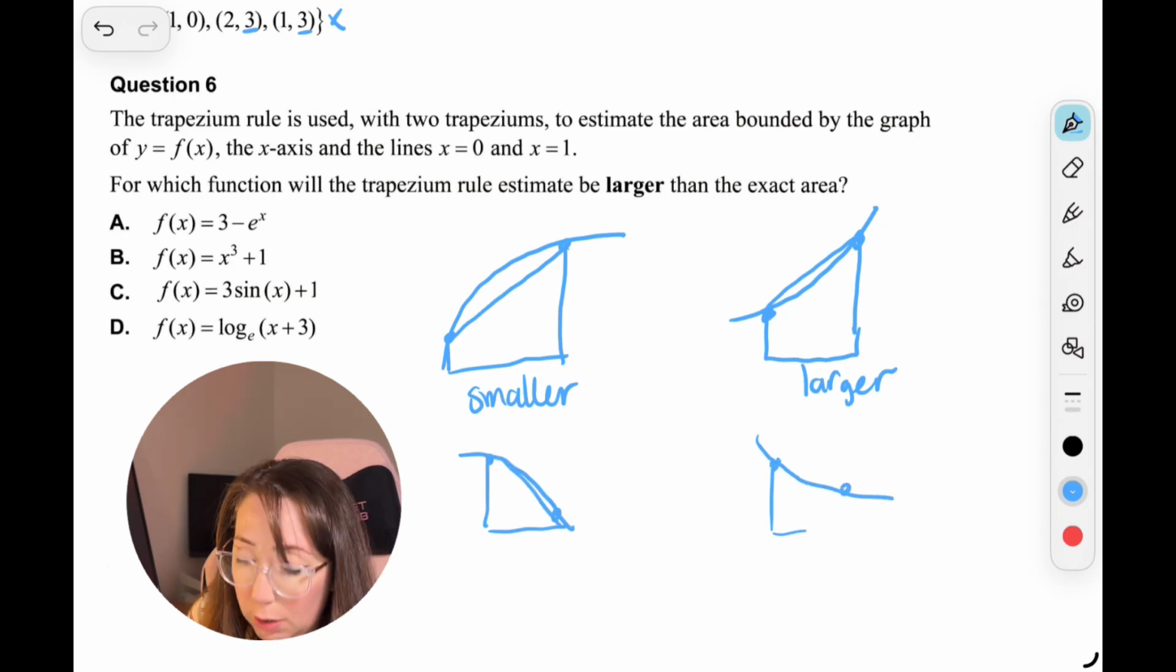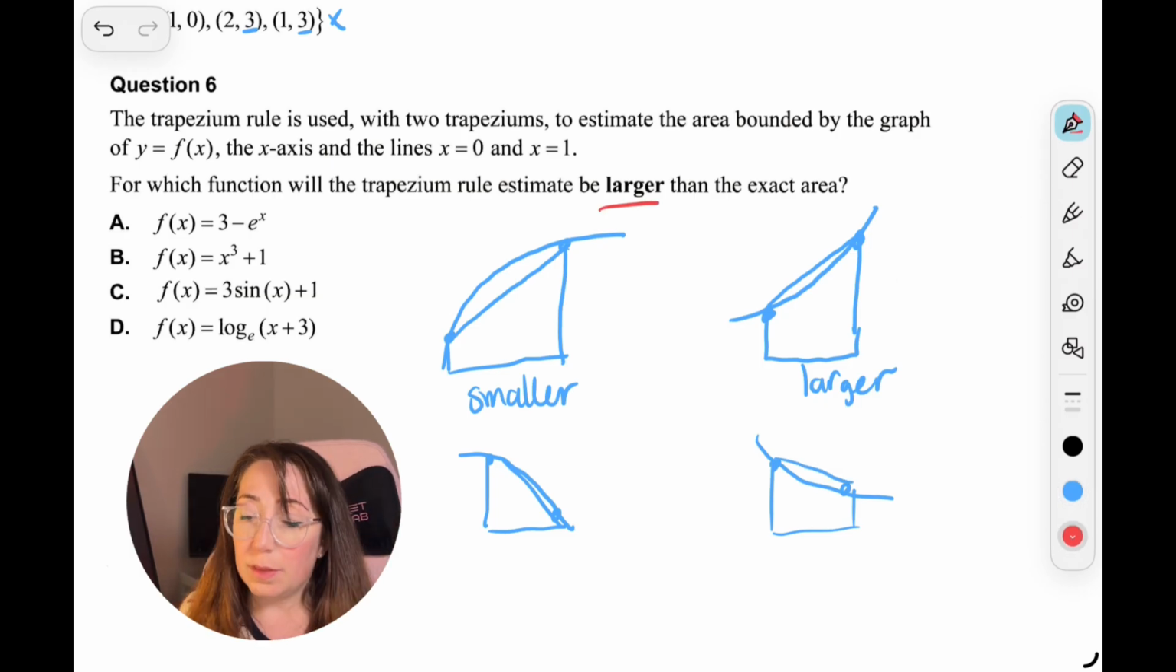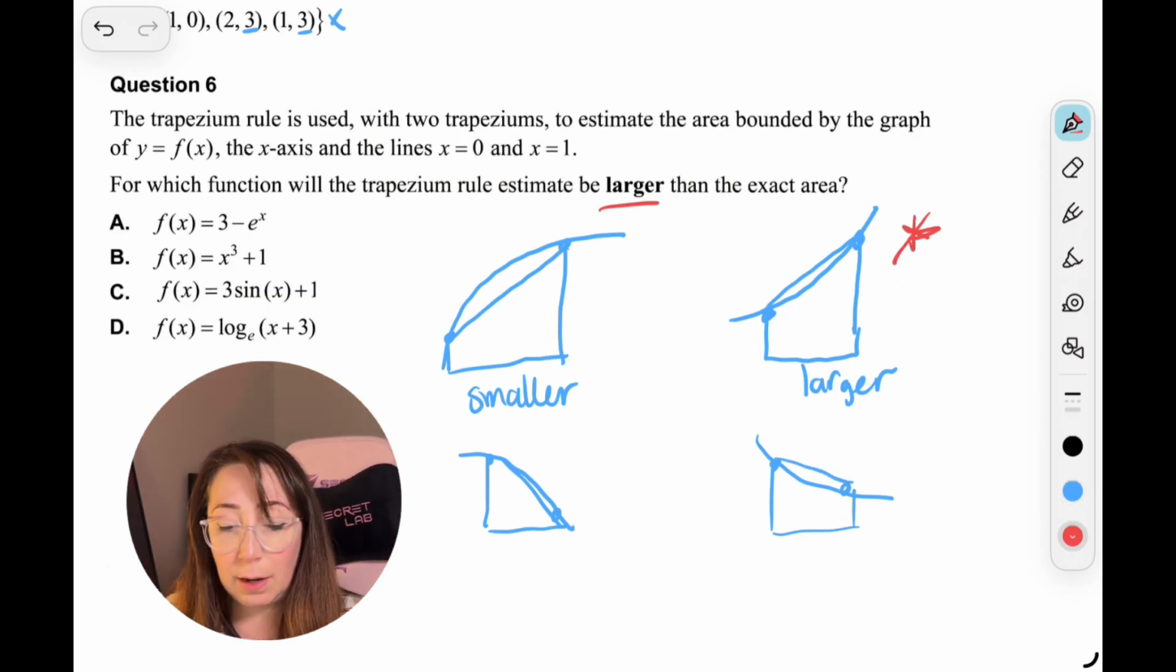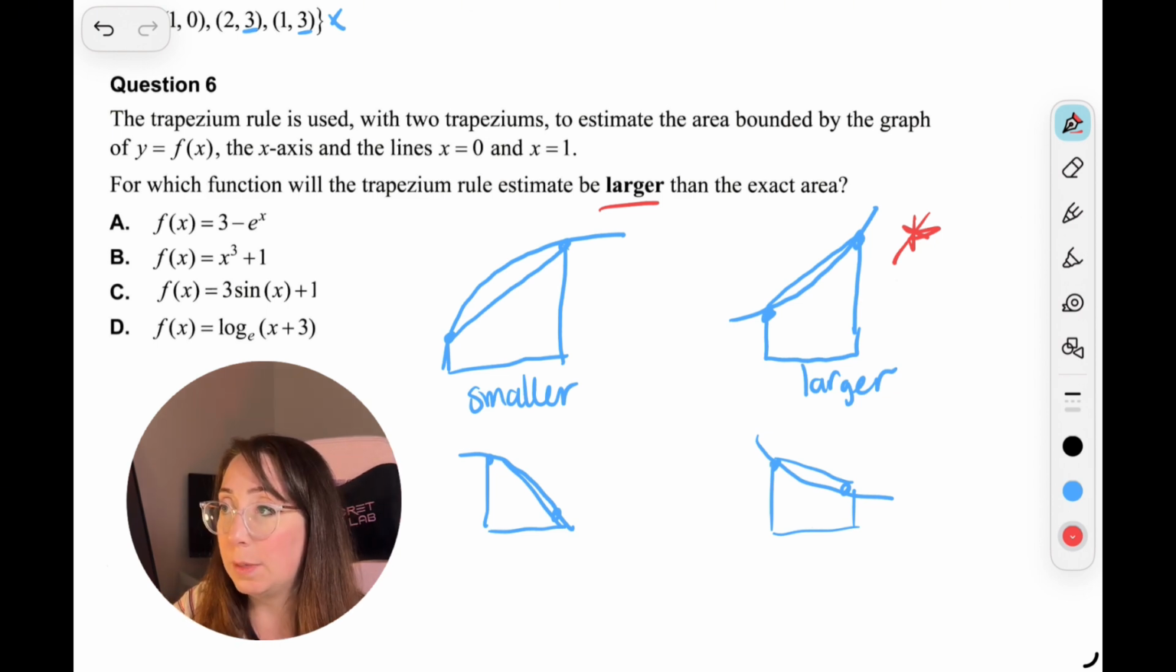Okay, larger. So what I'm looking for, because I want it to be larger, is this situation here. You can go ahead and think about what each of these graphs looks like. We're trying to release the mental load, so I'm just going to graph them to see what they all look like. So we'll go 3 minus e to the x. We can see that that's got that particular shape, like the first one, so that's going to be smaller.